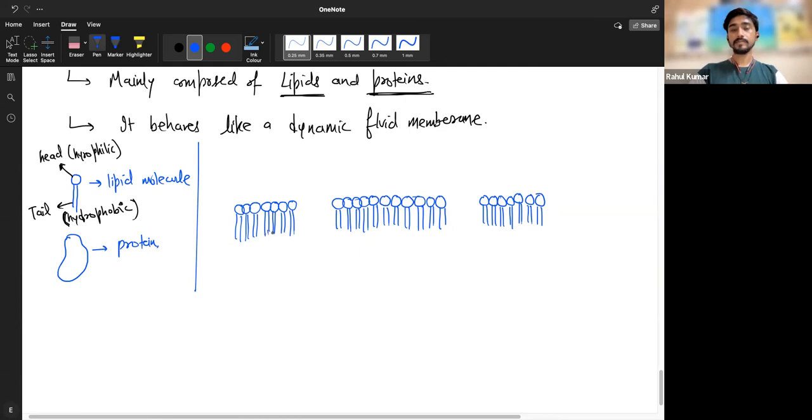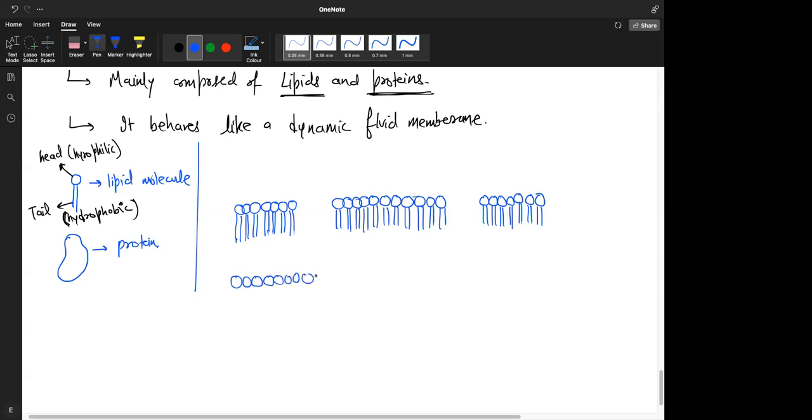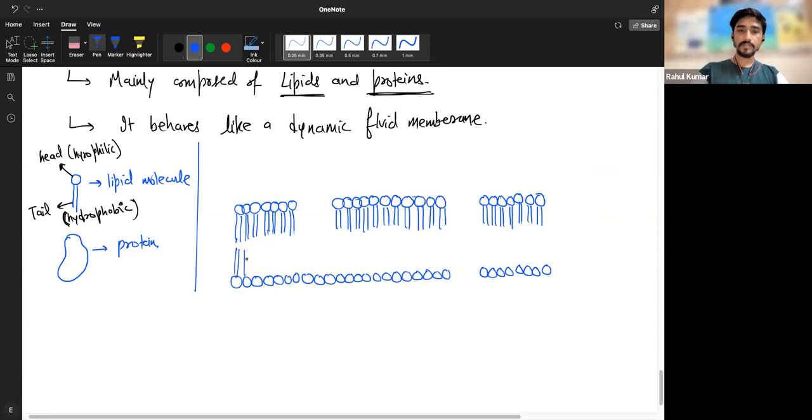Now, why is it called a lipid bilayer? Because on the other side also, there are similar head molecules. You understand? Yes. And they also have their tails towards the insides.